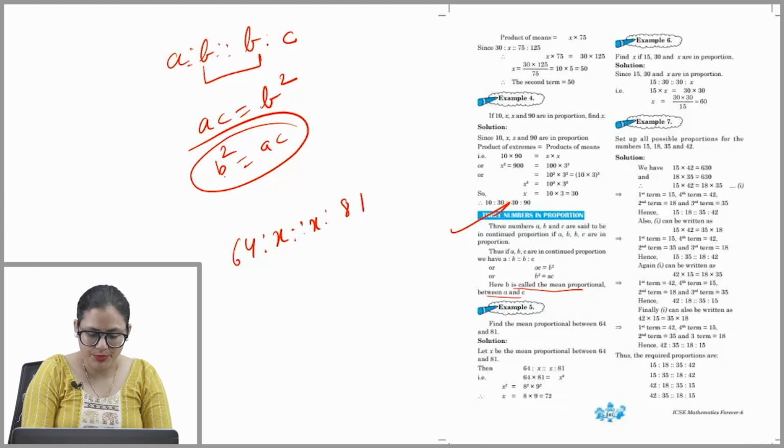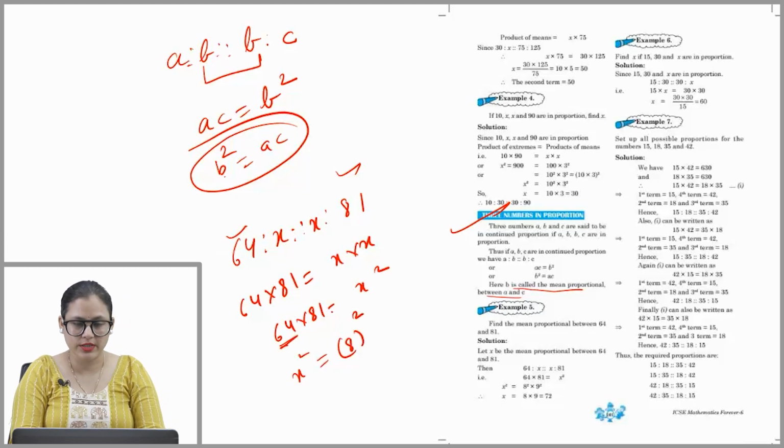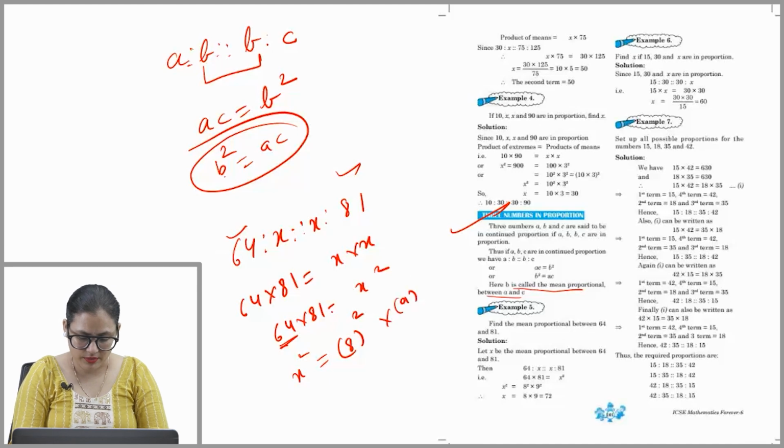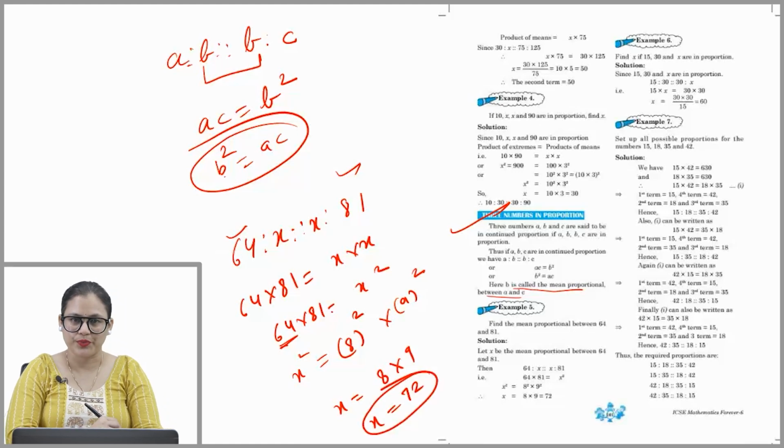Now, product of extremes is equal to product of means. 64 into 81 is equal to x square. So x square is equal to 64 is square of 8, 81 is square of 9. So x is equal to 8 into 9, that is x is equal to 72.